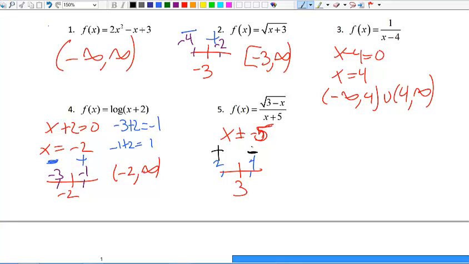So putting these two concepts together, I want anything below 3, but not negative 5. So I'm going to go all the way from negative infinity up to negative 5. I'm going to skip negative 5, that's that union thing with the parentheses. And then from negative 5 all the way up to 3. And at 3, I'm going to stop. And so that would be the domain of this particular function.